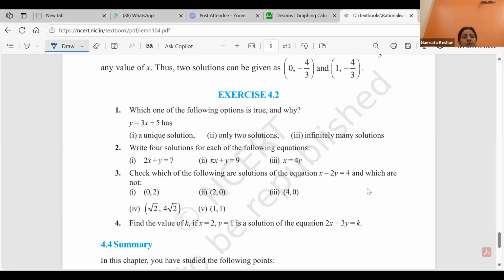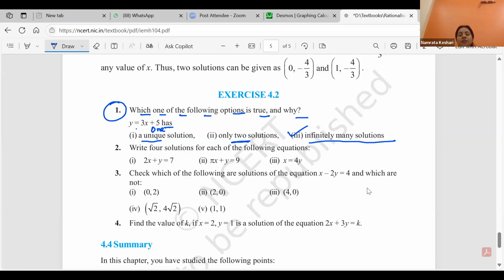Question number 1 is asking us which one of the following options is true and why. y equals 3x plus 5. Is it a linear equation in two variables? Yes. It has a unique solution. Unique means one and only one. It has one solution, it has two solutions, or it has infinitely many solutions. Infinitely many solutions.